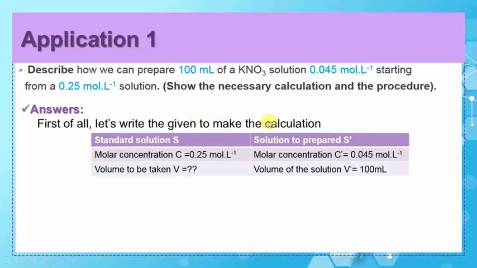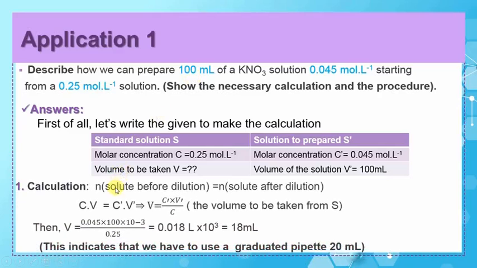First of all, let's write the given to make the calculation. This is an important step to solve the exercise. The standard solution S of molar concentration C 0.25 mole per liter. We use this solution to obtain a new solution S prime of molar concentration C prime 0.045 mole per liter, less than the initial one. And the volume that must be taken is represented by V, and it has to be calculated, while the volume of the new solution V prime is 100 milliliter, because we have to prepare 100 milliliter solution.